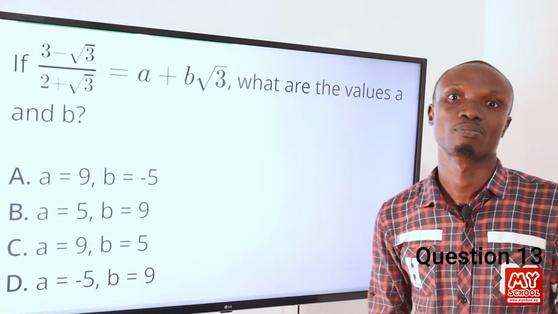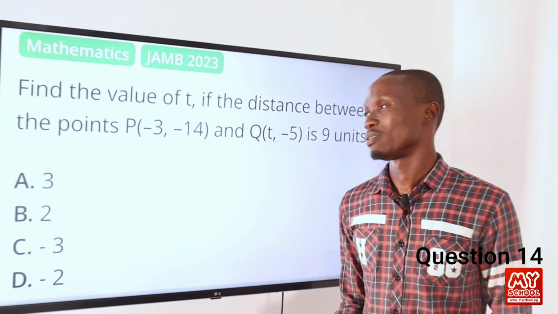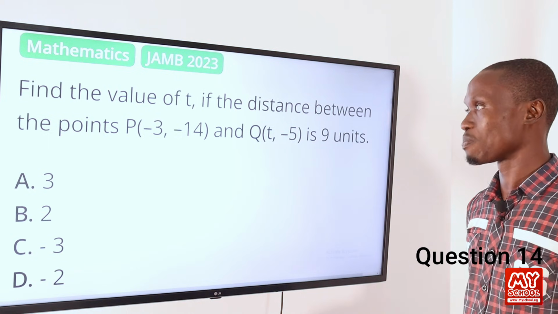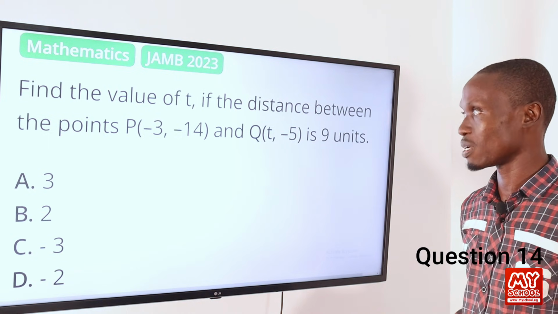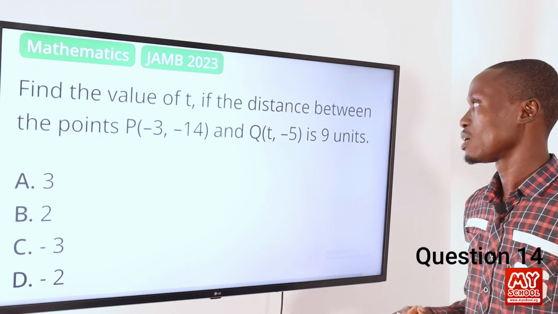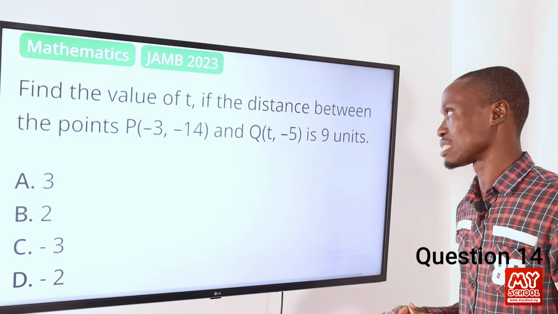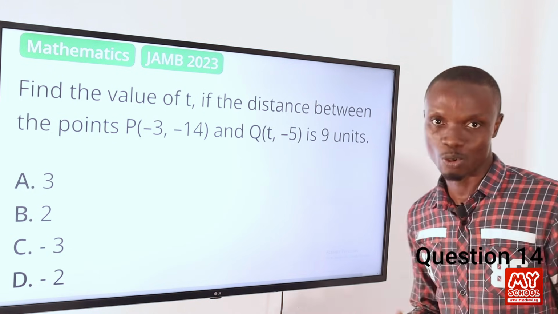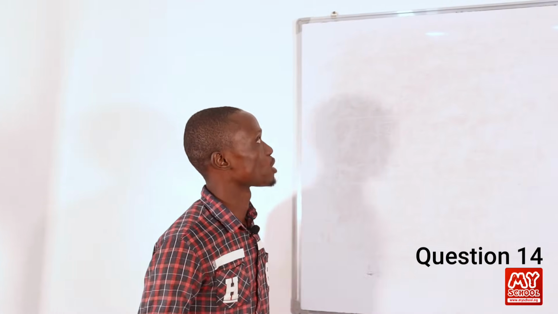Question 14. Find the value of T if the distance between the points P (minus 3, minus 14) and Q (T, minus 5) is 9 units. So let's head over to the board and do justice to that question.